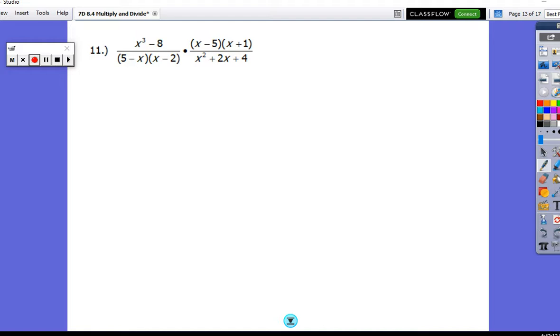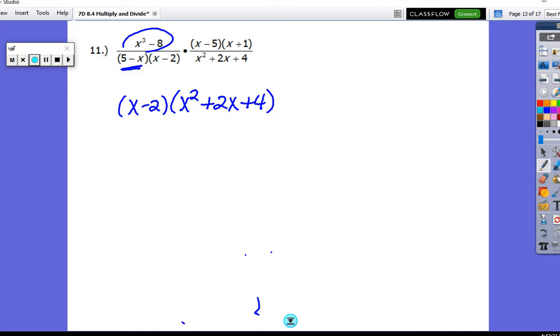Alright, let's factor. I'm multiplying, so I don't have to flip anything. I see this is the difference of cubes again. So x minus 2, x squared plus 2x plus 4. This I have to change around. I have to pull out a negative. I'm going to change this order around on this one. Alright, so I'm going to make that a negative x plus 5 to put it in standard form. Otherwise, I might not recognize my common factors.